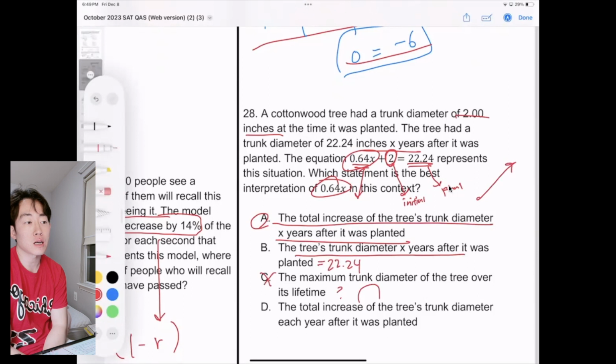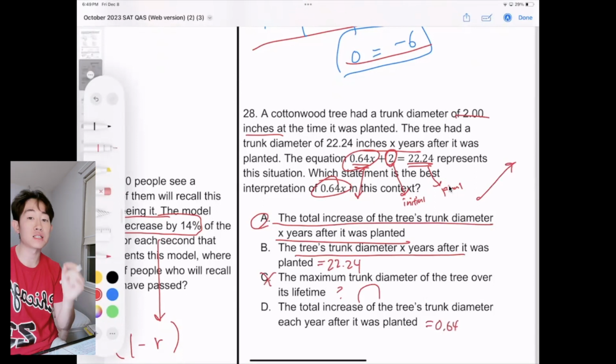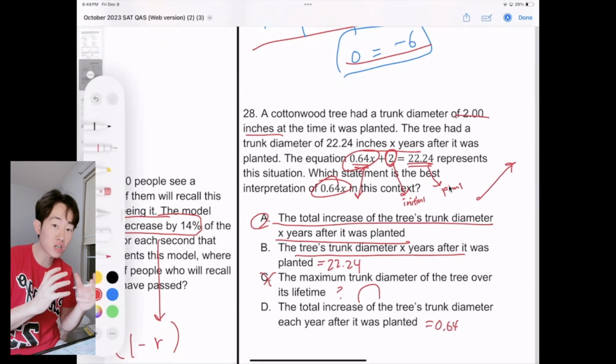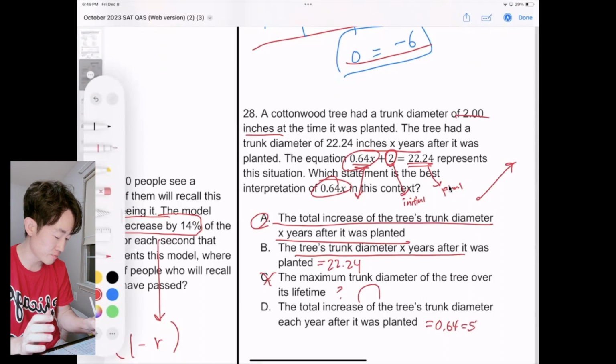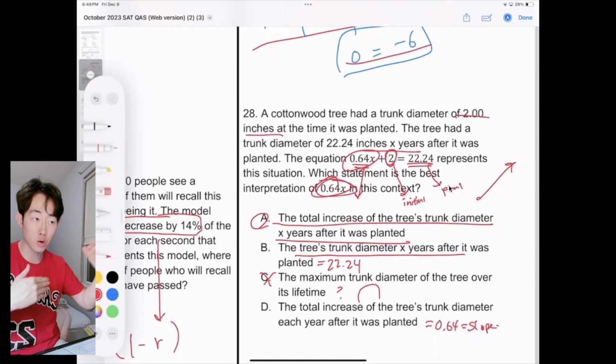The total increase of the tree's trunk diameter each year. Yeah, that's what I was talking about. That's exactly 0.64 per year. So even though D sounds really good, it's not. It's the slope. But we're not talking about the slope. We're talking about the slope along with the X. So it's the total increase.